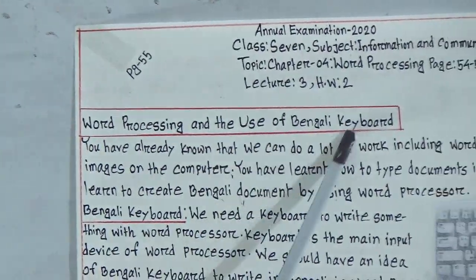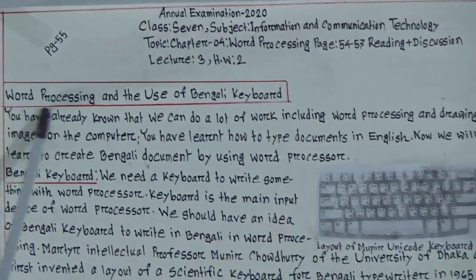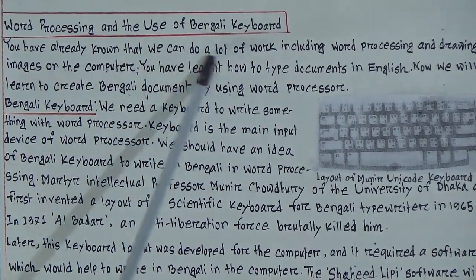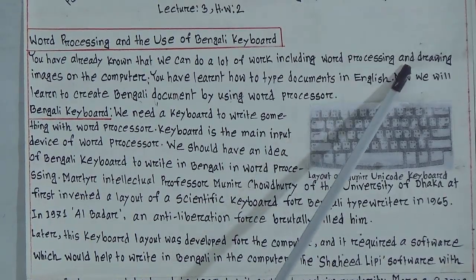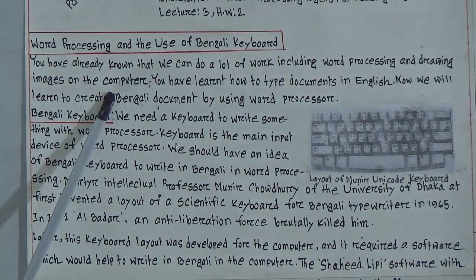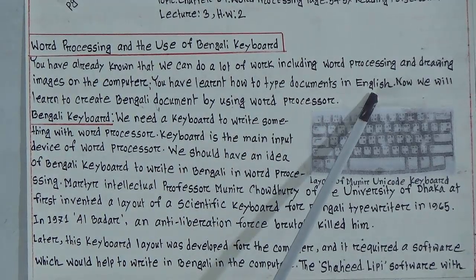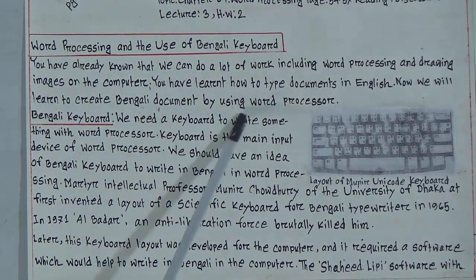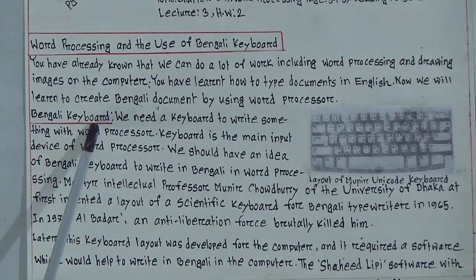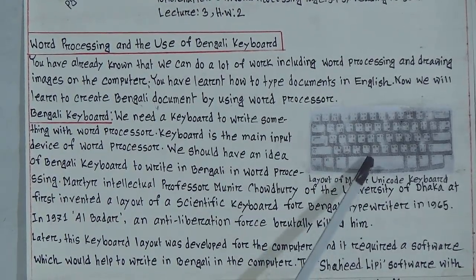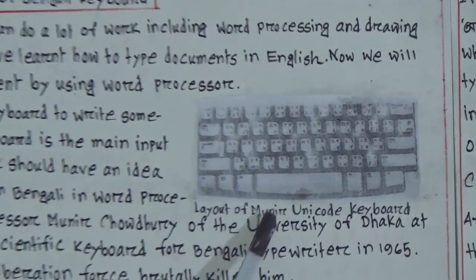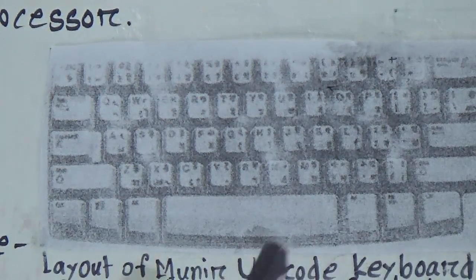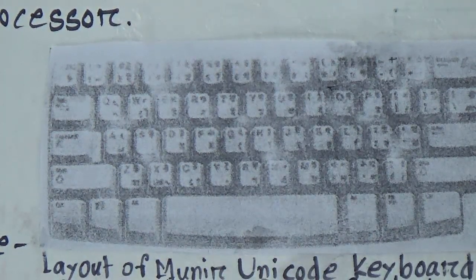Word Processing and the use of Bengali keyboard. You have already known that we can do a lot of work including word processing and drawing images on the computer. You have learned how to type documents in English. Now we will learn to create Bengali documents by using a word processor. Look at the right side of our board. I have given a keyboard. It is the layout of Munir Unicode keyboard. In your book, page number 55, you will see this picture.